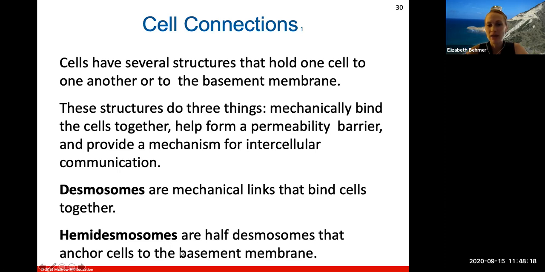Desmosomes are mechanical links that bind cells together. Hemidesmosomes are half desmosomes that will anchor cells to the basement membrane, which again is the connection that will anchor all these cells to the tissue that is below it.